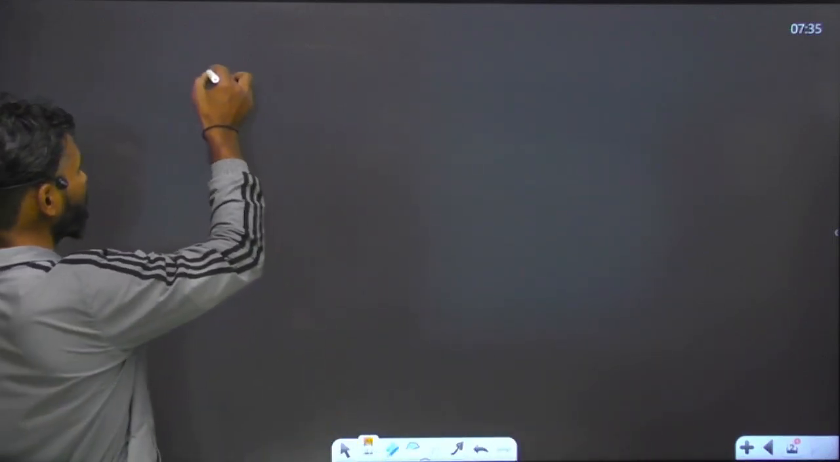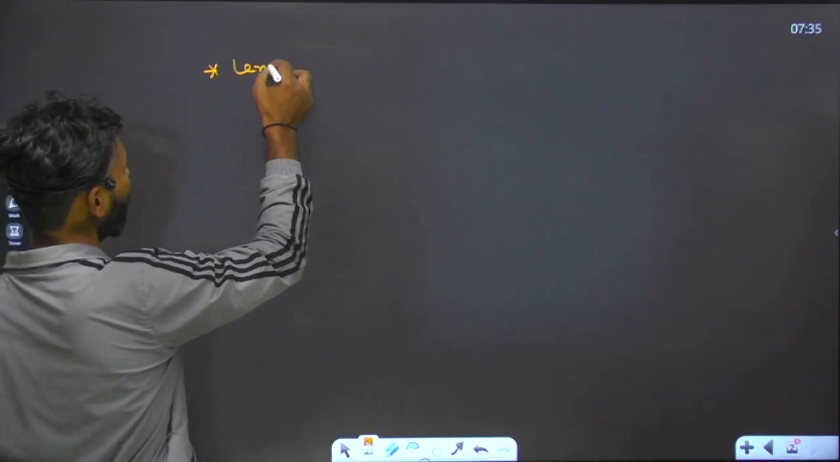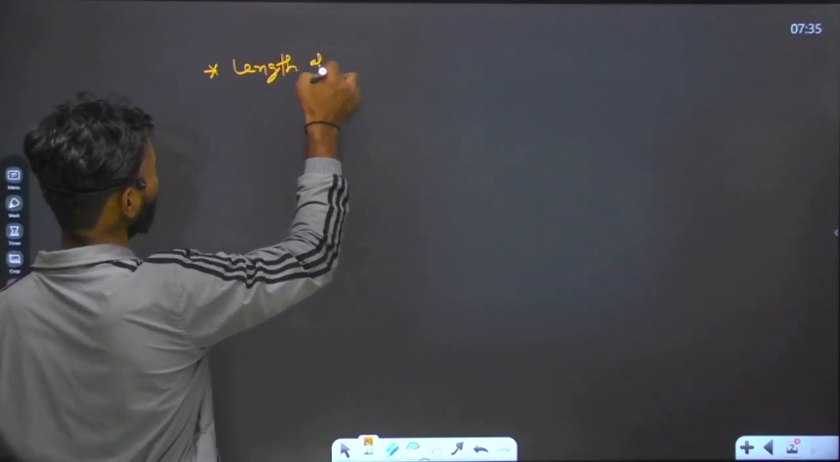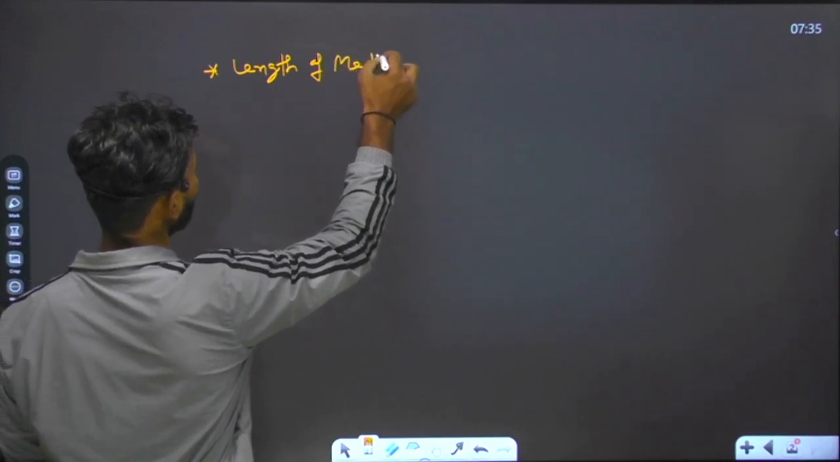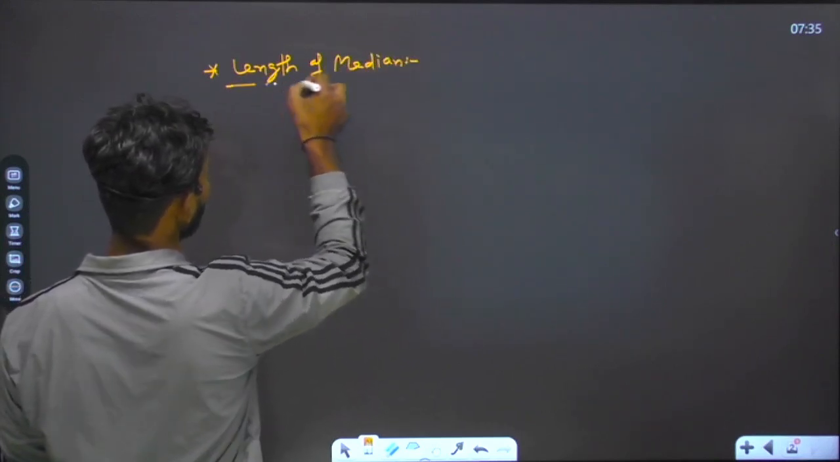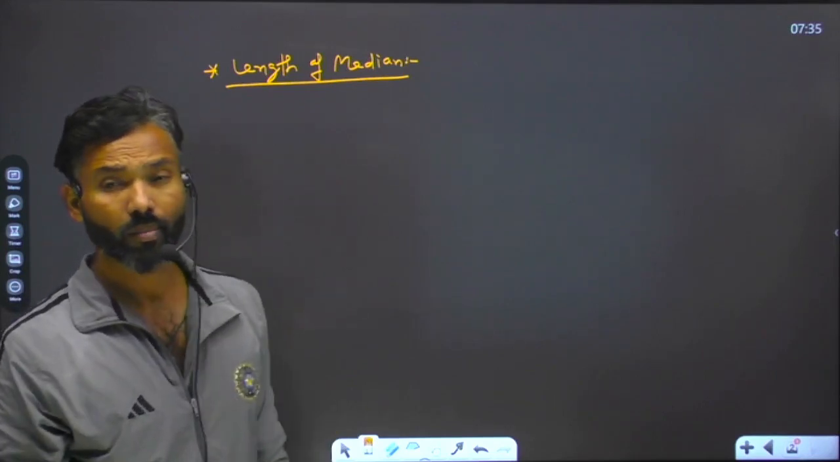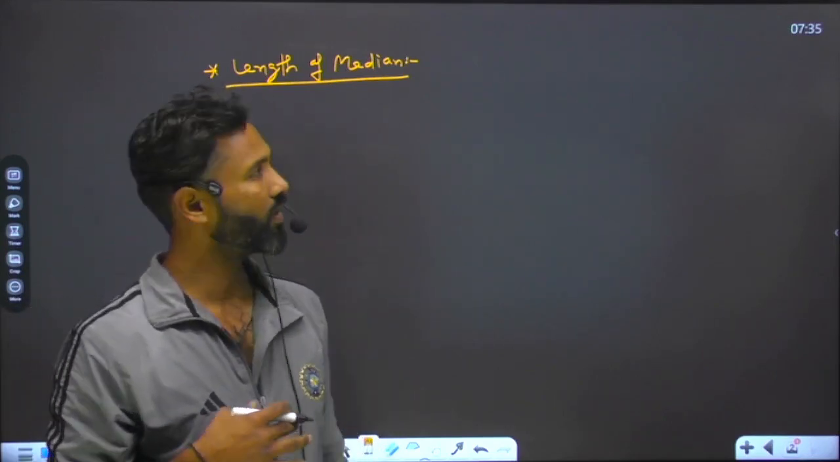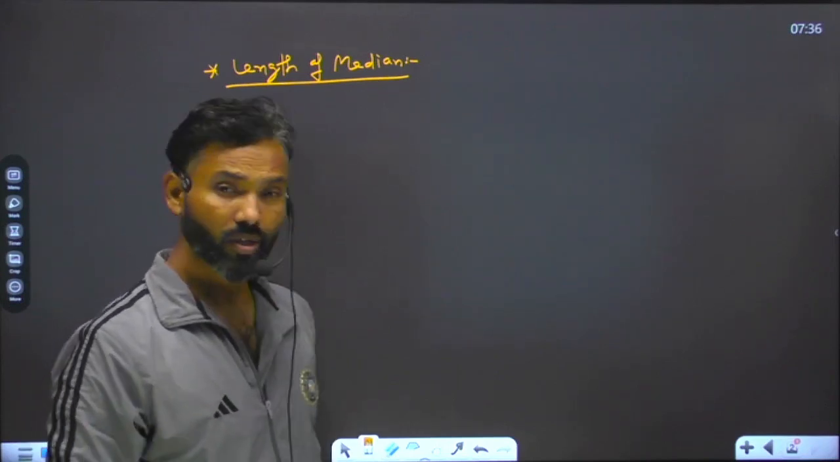What are we going to discuss now? Now we will discuss length of median. Length of median means madhyika ki lambai. We will discuss length of median over here. So what is the length of median?